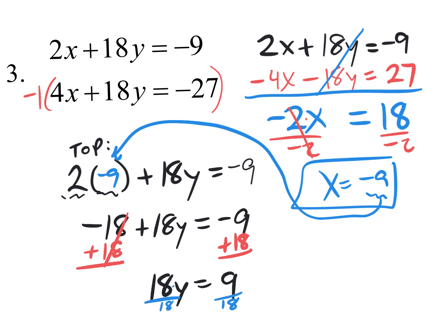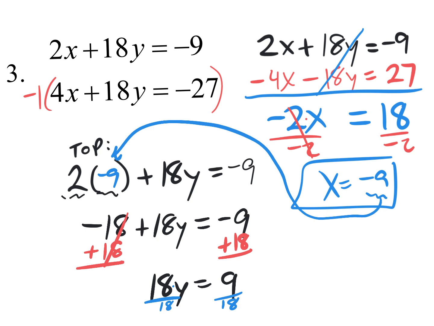Now, unfortunately, right here, we don't get a nice number. 9 divided by 18, you can't actually divide 9 by 18. You could reduce 9 over 18. You could reduce both top and bottom by 3. And that'll give you y equals 9 divided by 3 is 3, and 18 divided by 3 is 6.